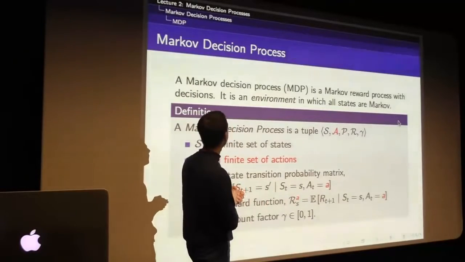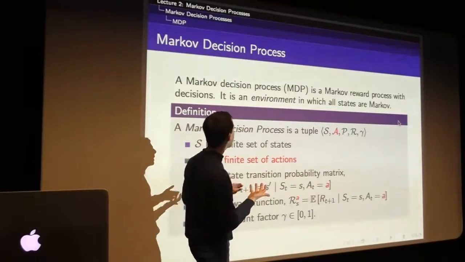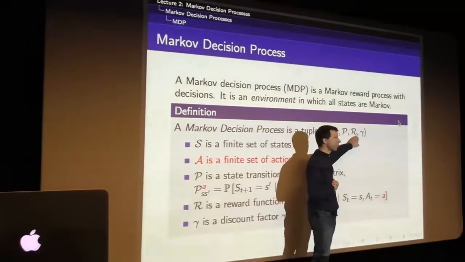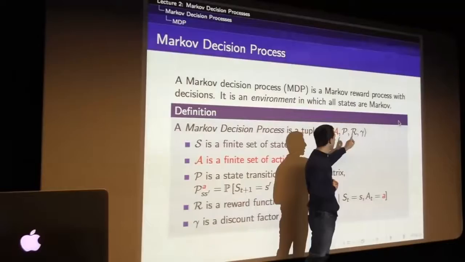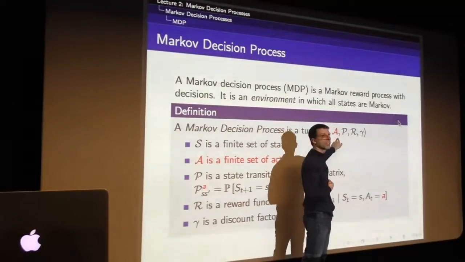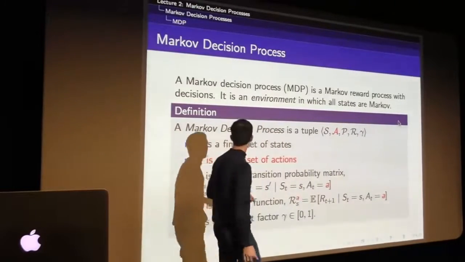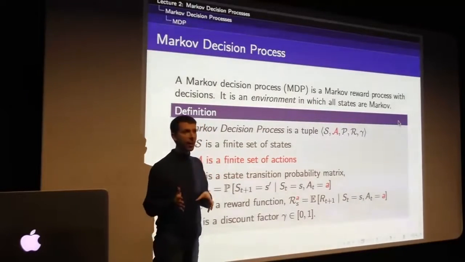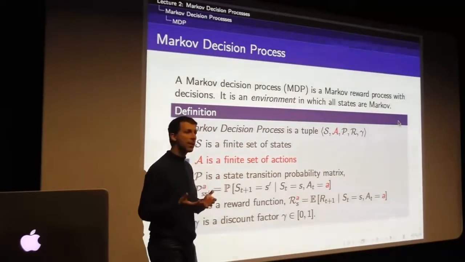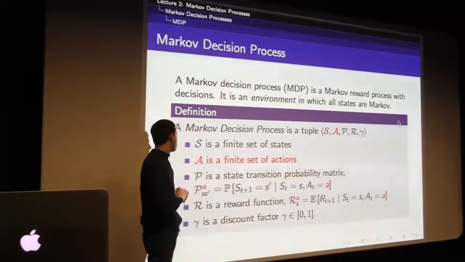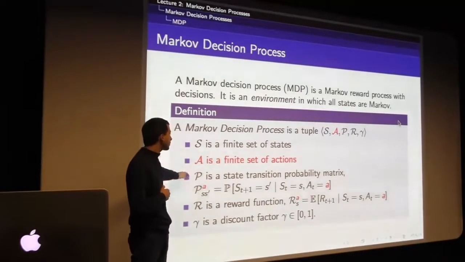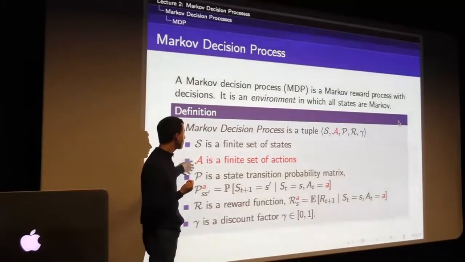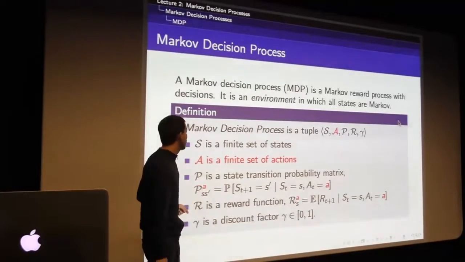Let's introduce decisions. What we're going to do now is take our Markov reward process, which was a state space, transition matrix, reward function, and discount factor, and add in one more component, which is the action space. So A is now a finite set of actions. In the extensions to the class, you'll see how this can be made continuous or infinite. But for now, we'll consider the simplest case: a discrete set of actions, finite in size.